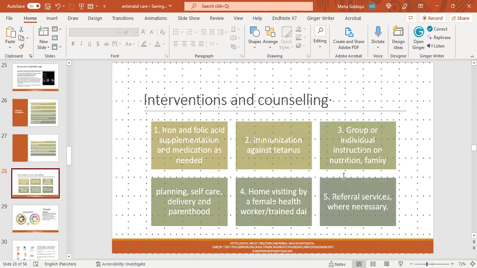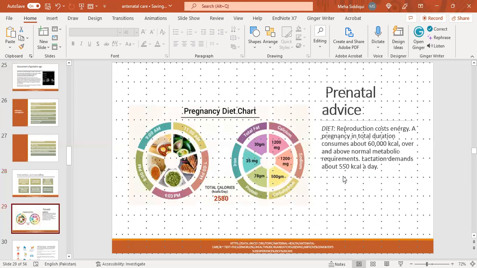Interventions and counseling. It includes iron and folic acid supplementation and medications as needed, immunization against tetanus, group or individual instruction on nutrition, family planning, self-care, delivery and parenthood, home visiting by a trained female health worker, and in the end, referral services where necessary.